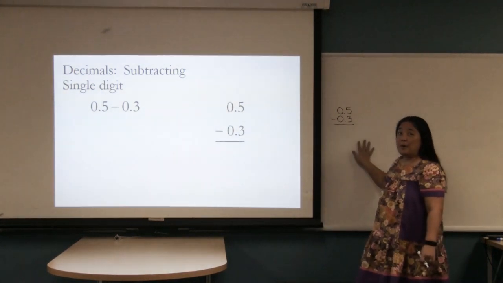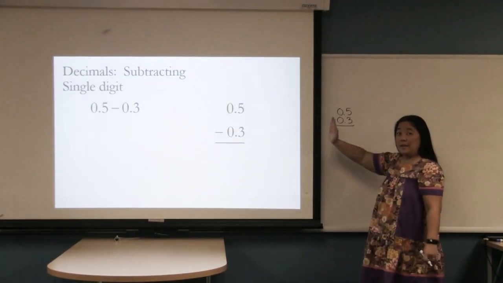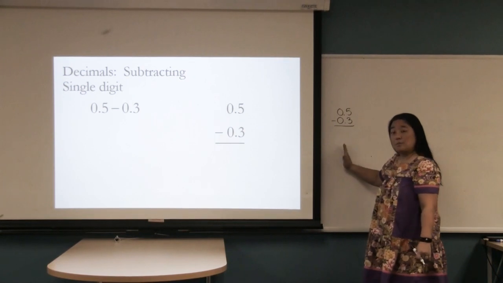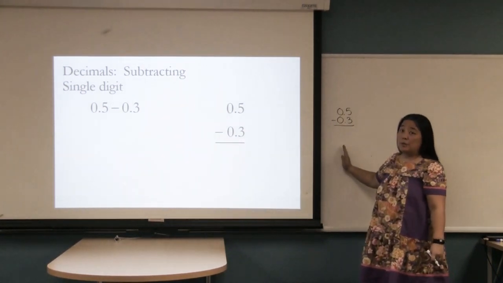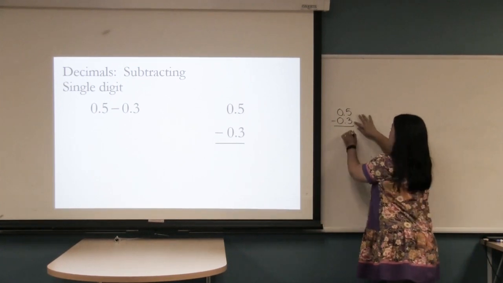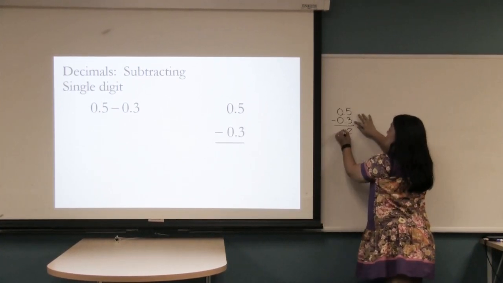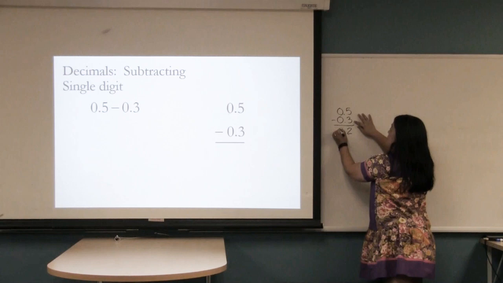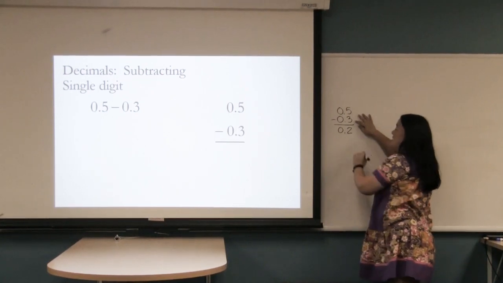here again on the board. We're going to start on the right and head towards the left. We have our decimals beautifully lined up, as you will for all addition and subtraction of decimals. 5 minus 3 is 2. The decimal is beautifully lined up, and 0 minus 0 is 0.